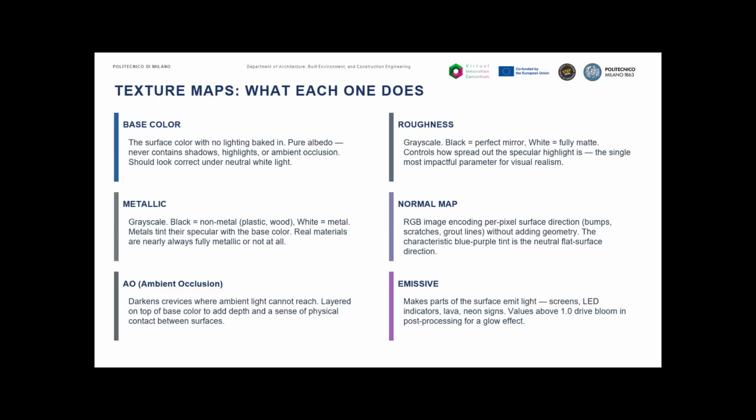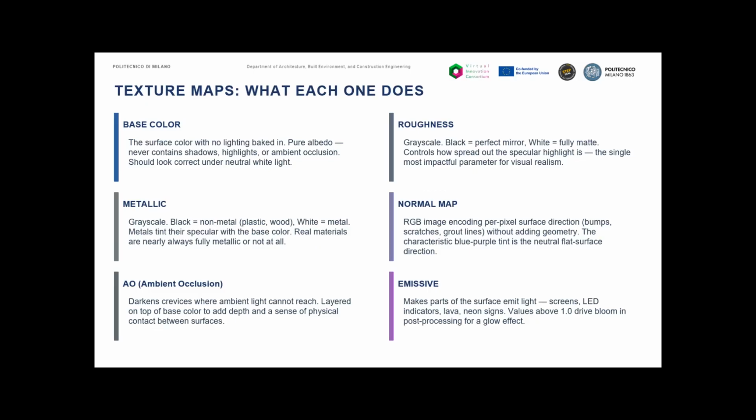Metallic map is also grayscale. Black means non-metal, like plastic, wood, ceramic, skin, and so on. White means metal instead. The distinction matters fundamentally because metals and dielectrics behave differently in how they tint their reflections. Real materials are almost always fully one or the other. The middle range exists just for worn paint, oxidized surfaces, and transitions.